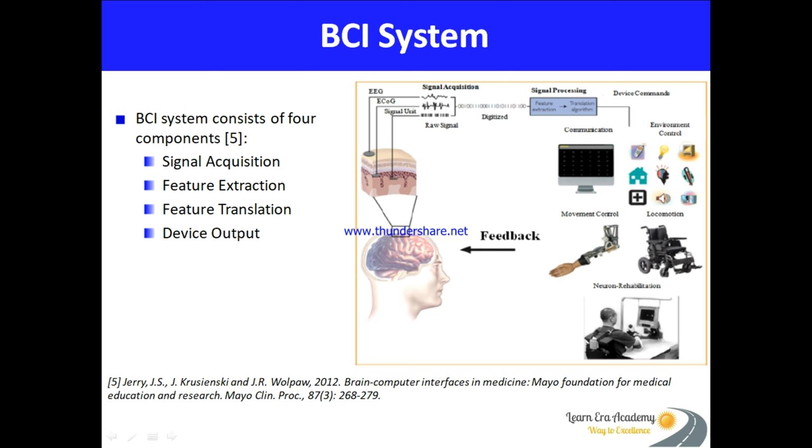Next, the module is feature extraction. It converts the brain signals into relevant feature components. That is, the digital signal is analyzed and the features related to the person's intent are identified. The next module is feature translation. It converts the features into appropriate commands to control the external device.